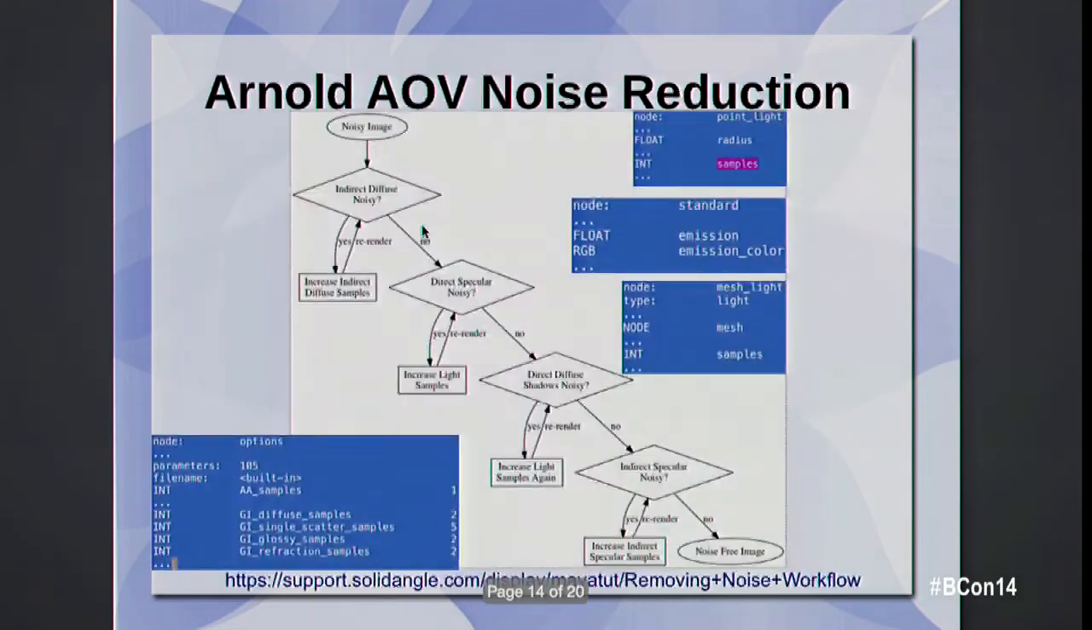Another way you're probably familiar with is AOVs, which stands for arbitrary output variables. Basically, you can render anything like normals, positions in space, like UV coordinates, into separate images. And with Arnold, there's a workflow where you start on the top left with a noisy image, and then you want to have a noise-free image, and that's on the bottom right. And I will come back to that slide.